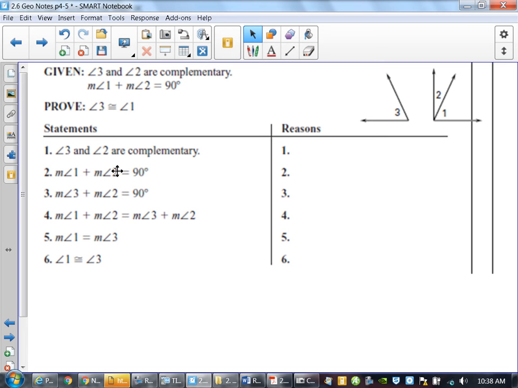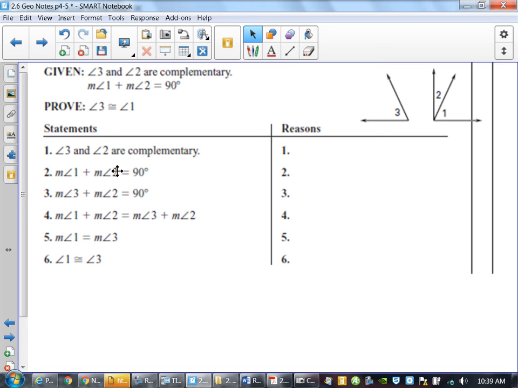Look at your progression sheet. When you have complementary angles, what does it say? It should be angle plus angle equals 90. Make sure it says angle plus angle, not complementary plus complementary. So if you're given complementary, then you state angle plus angle is 90.